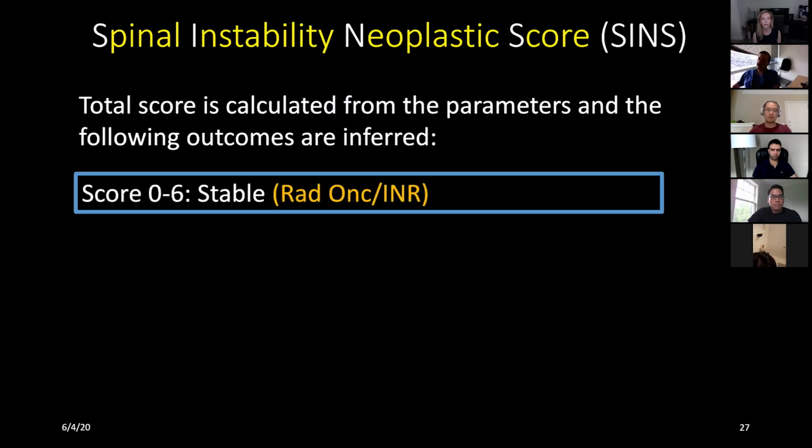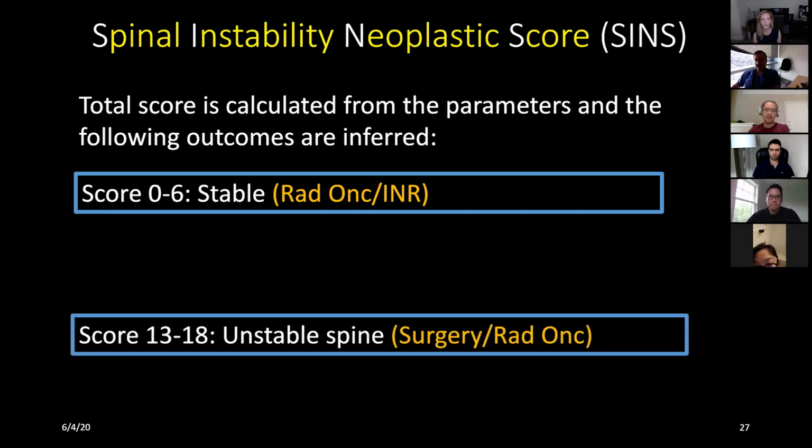So we use this in our hospital for the triaging, is that if you get a score of 0 to 6, it's a stable spine. Depending upon the pain score of the patient, this will go to either radiation oncology or it will come to neurointerventional radiology for treatment based on if there is presence or absence of any compression fractures and all. Obviously, a score of 13 to 18 is an unstable spine, and definitely there is no doubt that it is going to go to surgery, followed by radiation oncology, whether they want to do an SBRT / conventional RT.